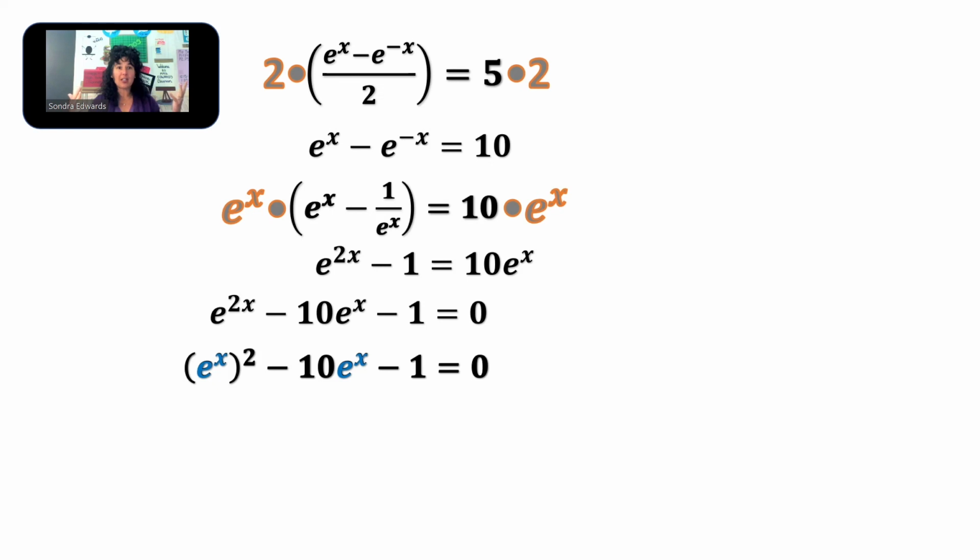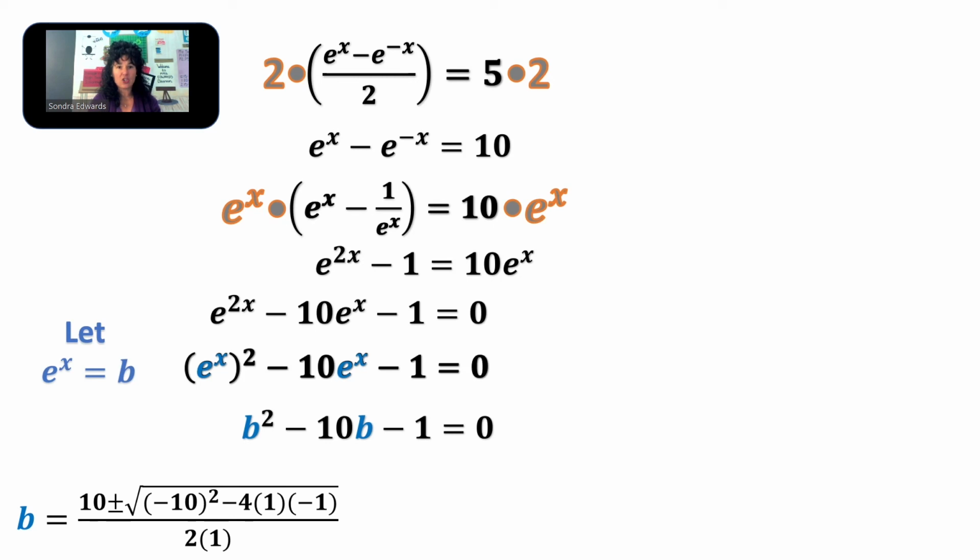Even though the original had multiple powers in it, if we can get those powers to be the same, then we can make a substitution. I'm going to let the e to the x be replaced with b. You could use any variable you wanted. I use b for base. So I'm going to replace all of those with b, and now all of a sudden this equation looks pretty doable. We're going to use the quadratic equation to solve and simplify.